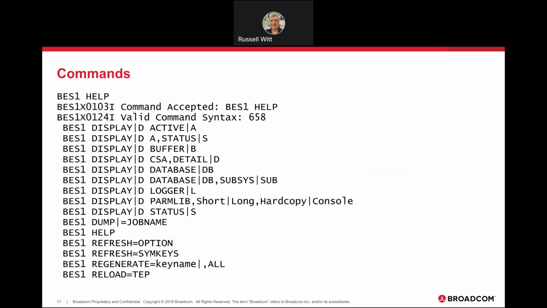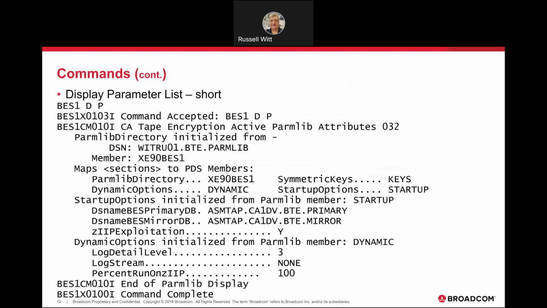Lots of commands. The easiest way to see a list of all the commands is to issue BES1 space help. And the help will list all of the other commands you can do. You can do displays, you can take a dump, you can refresh options, you can refresh the symmetric keys, you can regenerate a key, you can reload modules such as TEP.